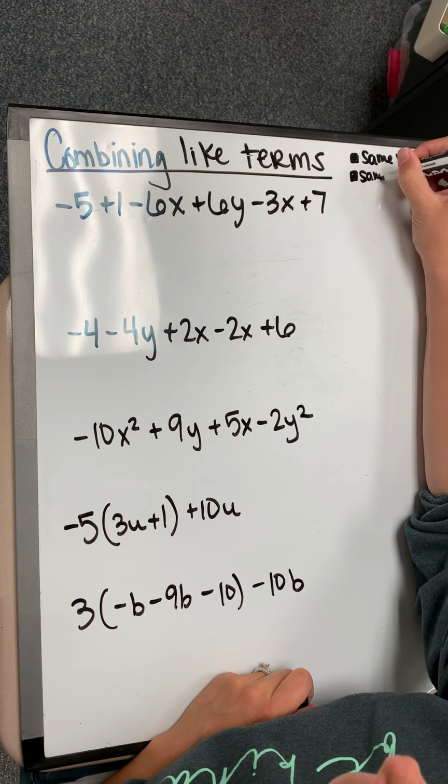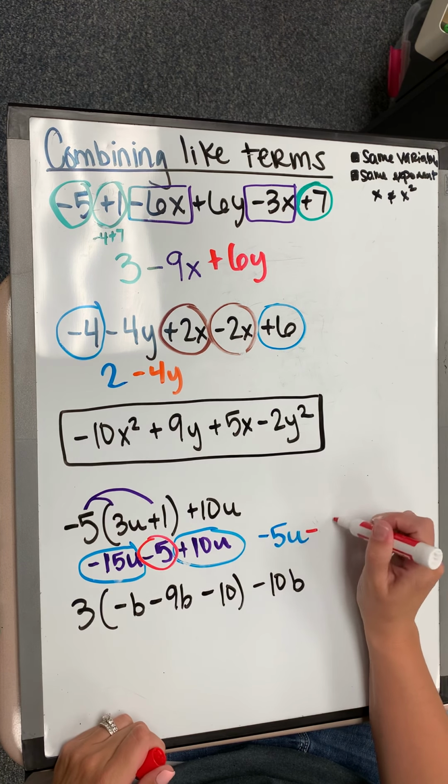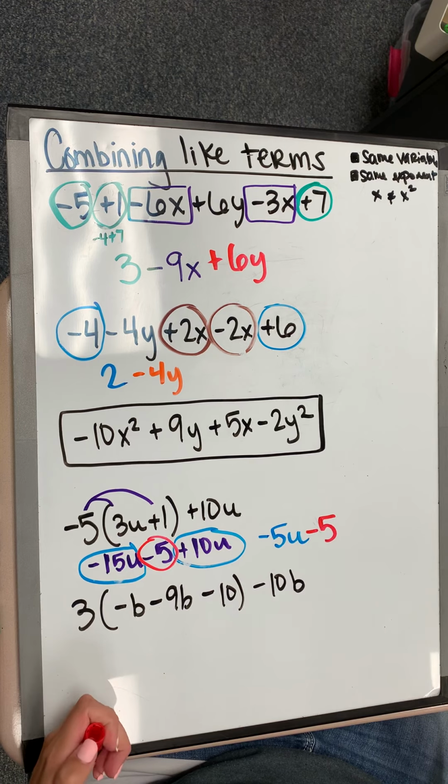At this point, I need to combine my like terms. So I see that I have -15u here and a +10u there. I have 5 more -u's. If that doesn't make sense to you, you can actually type it in your calculator exactly like you see it. -15 plus 10. It will give you a -5. So we have a -5u. You can't just lose this guy right here, so we need to bring him in our answer as well.